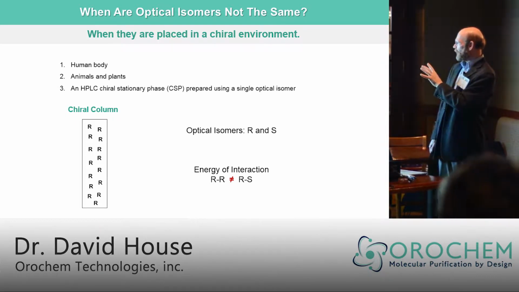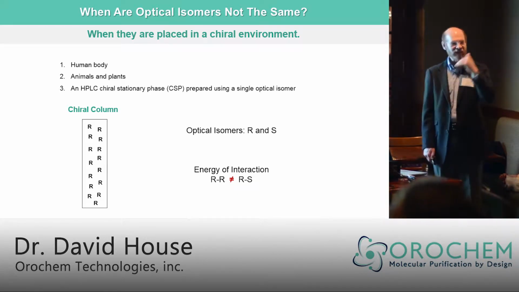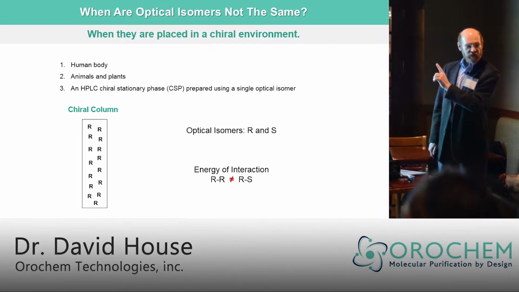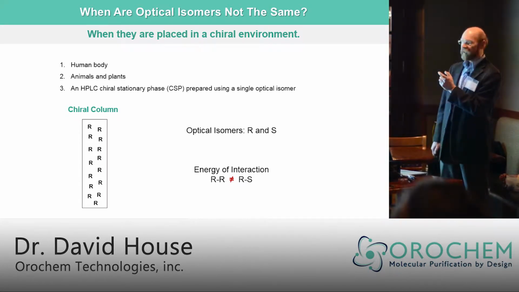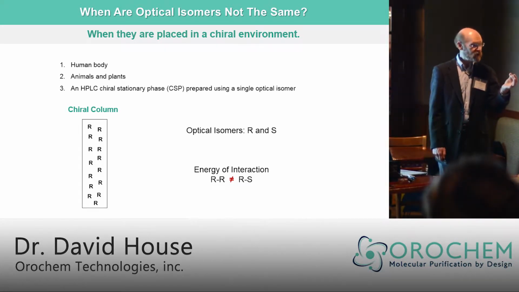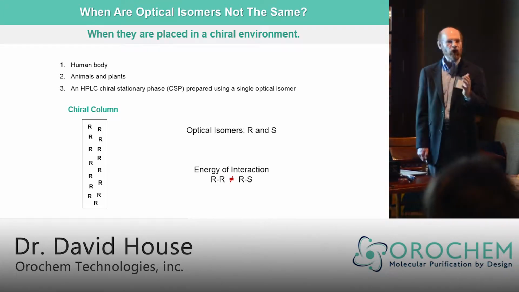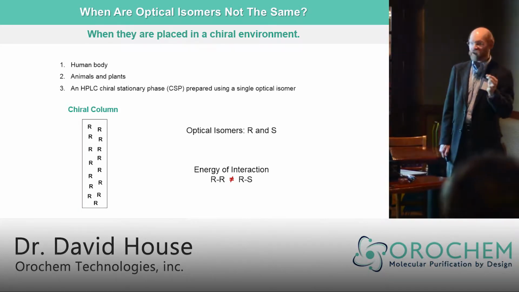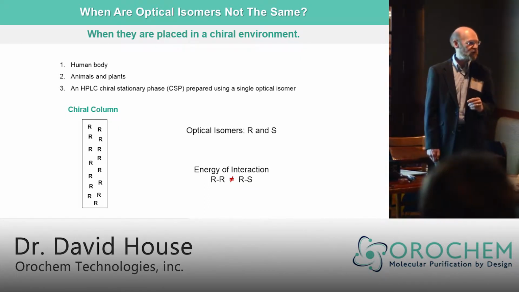Let's say we take a mixture of optical isomers, R and S, and we place it on the top of the column and elute it. Looking at the energy of interaction between the R column and the racemate, if the RR interaction, that is between the R's of the column and the R of the racemate, is equal to the RS interaction, then we have no chiral discrimination. However, if the RR interaction is different than the RS interaction, then we can see chiral discrimination.